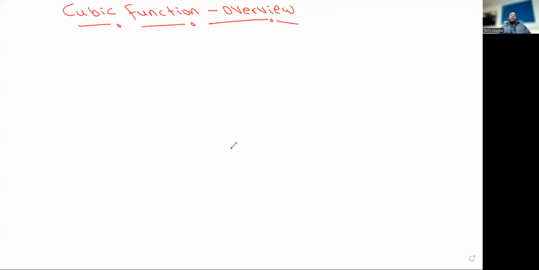Okay, so we're going to talk about how to graph a cubic function. But before we do that, the first thing I want to do is to give a quick overview about a cubic function, because I know some of us have not encountered cubic functions before.